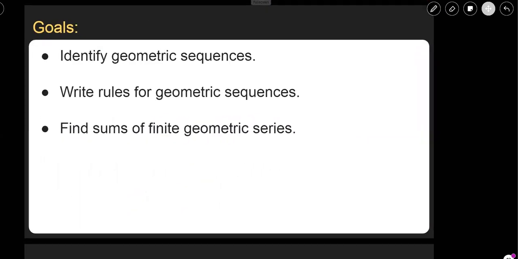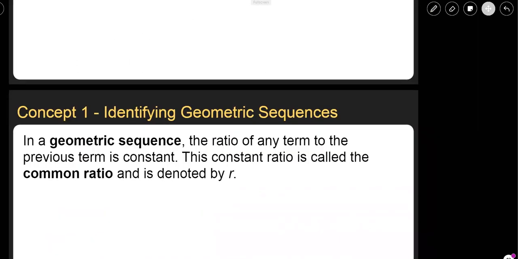So in this chapter, we identified, wrote the rules for, and found the sums of finite geometric sequences and series. And again, a series is just the sum of a sequence, and a sequence is an ordered list of values that have a specific rule that generates them.